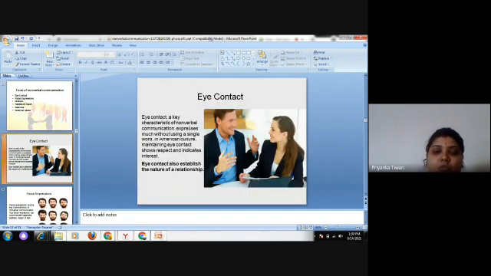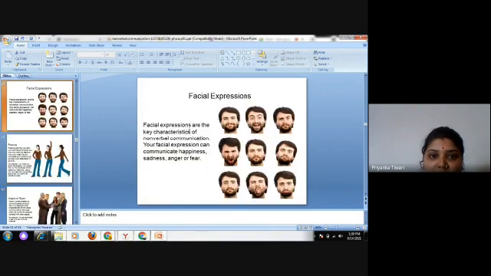Eye contact is also a very important part of communication. Eye contact is a key characteristic of non-verbal communication, expressing much without using a single word. In American culture, maintaining eye contact shows respect and indicates interest. Eye contact also establishes the nature of a relationship.